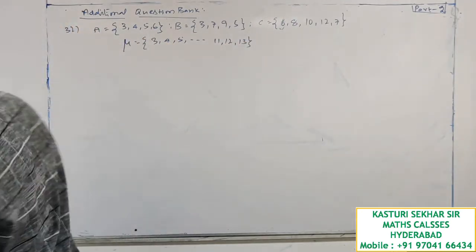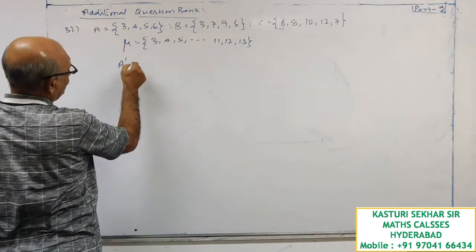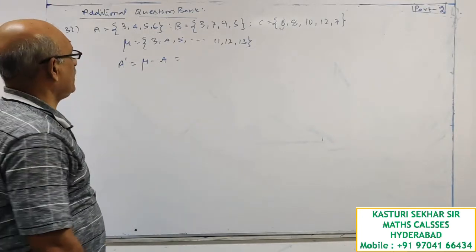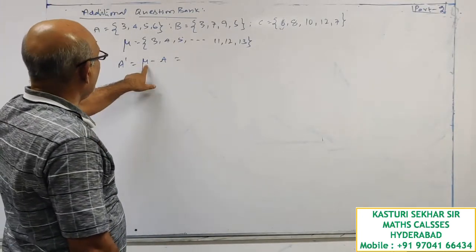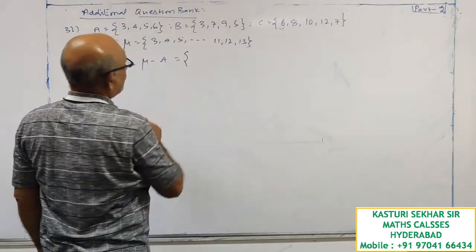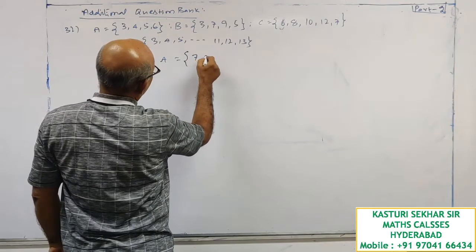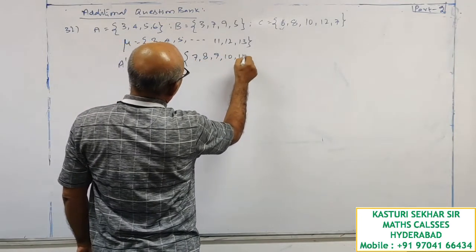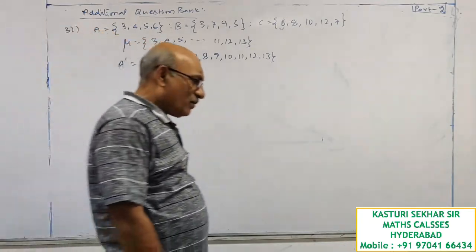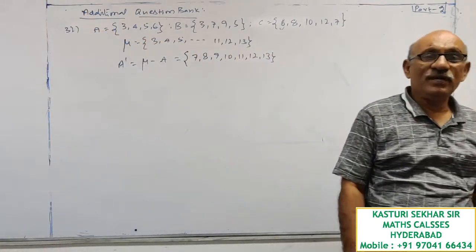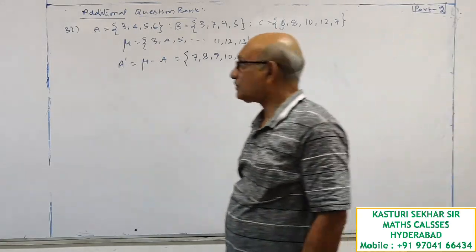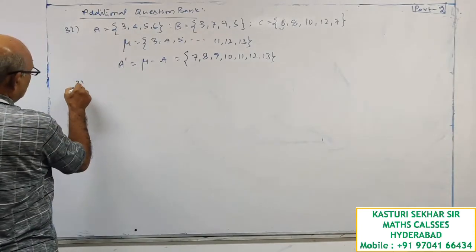Now what is required here? A complement is equal to mu minus A. A complement is required, mu minus A. Elements which are in the universal set but not in A. So 3, 4, 5, 6 you exclude. Then it is 7, 8, 9, 10, 11, 12, 13. A complement means mu minus A: elements which are in the universal set but not in set A.